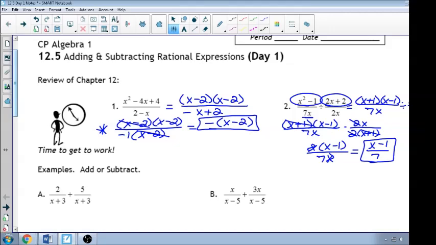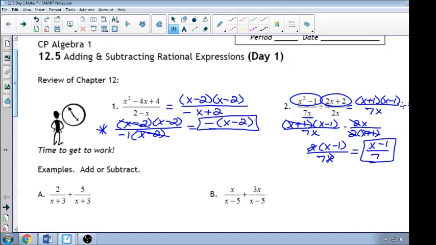Now, what can cancel is the x plus 1's and the 2's. What you're going to notice here is I've actually missed a step that I could do. I end up with x times x minus 1 over 7x, where I can actually cancel the x's out. So I end up total with x minus 1 over 7.